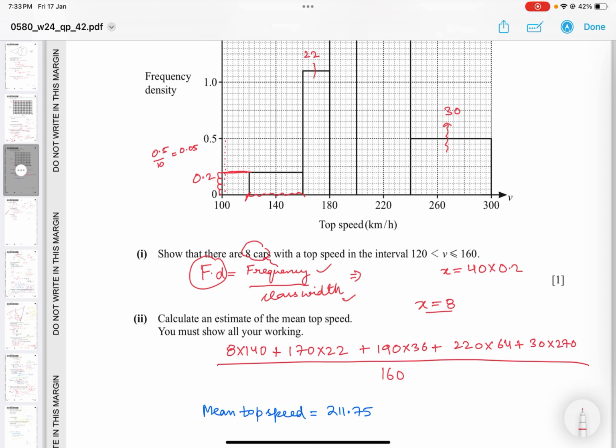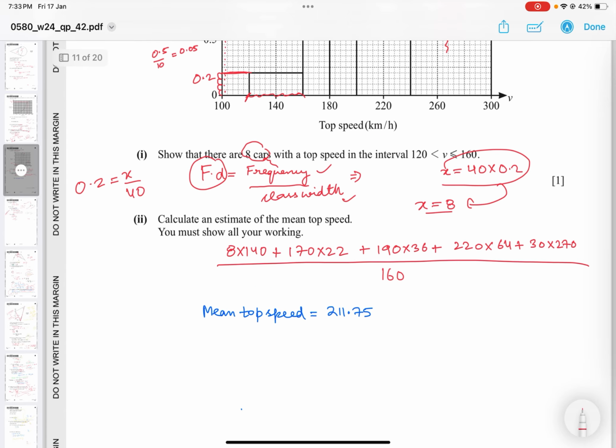This is the frequency. So let the frequency be x. So frequency density, that is 0.2, equals x upon class width, that is 40. You can find the value of x, that is 8. Now you have to calculate the mean top speed. How can you do it?